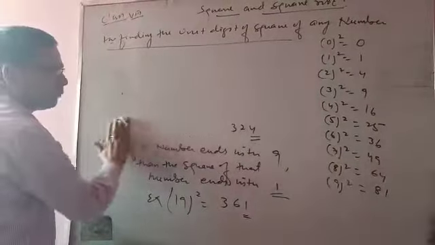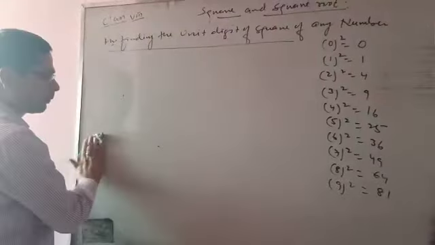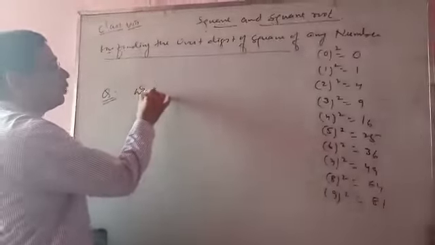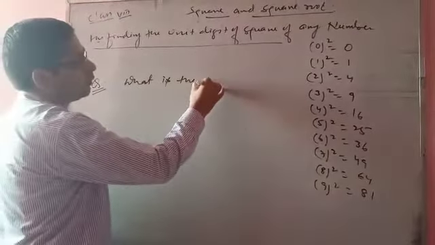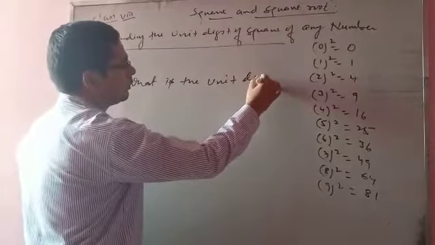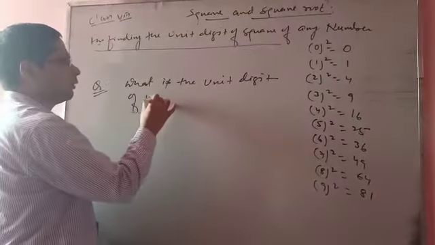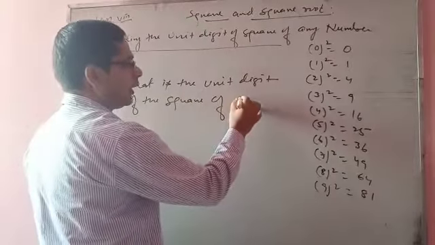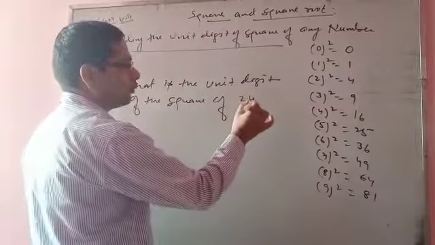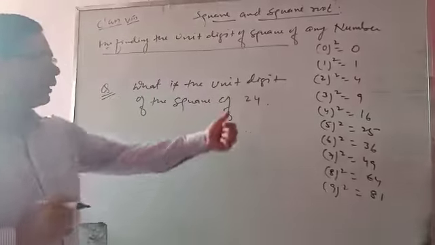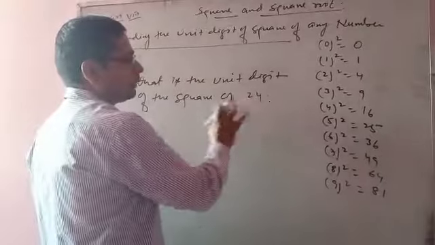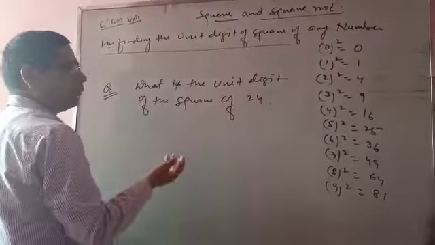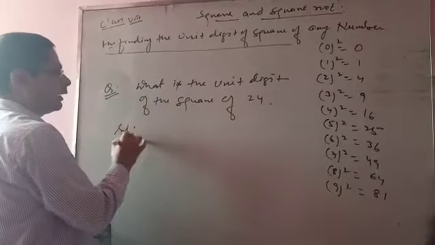Take one example of how the question arises here. The question is: what is the unit digit of the square of 24? 24 का स्क्वायर करने पे क्या होगा, व्हाट इज द यूनिट डिजिट ऑफ द स्क्वायर ऑफ 24, विदाउट एनी कैलकुलेशन. सॉल्यूशन में हमें लिखना है सिर्फ क्या?